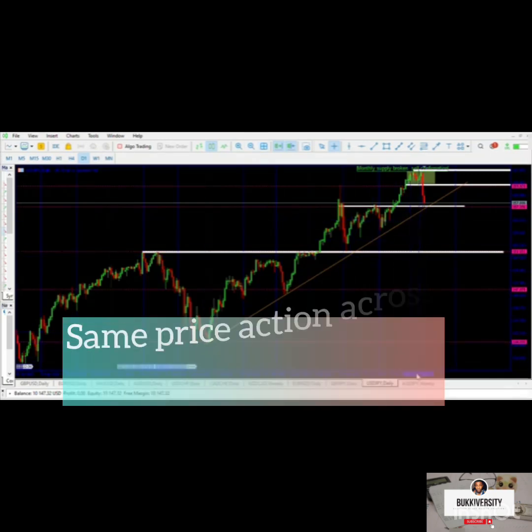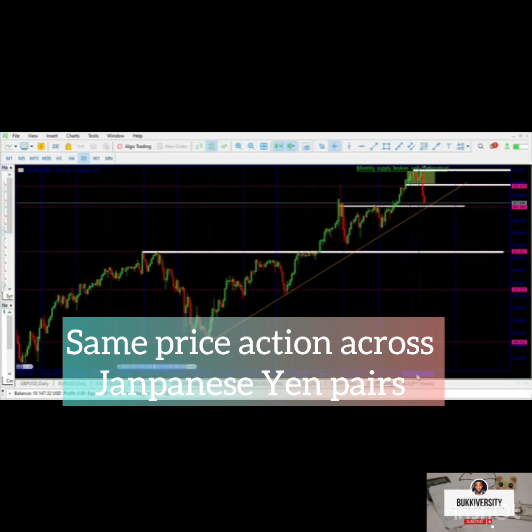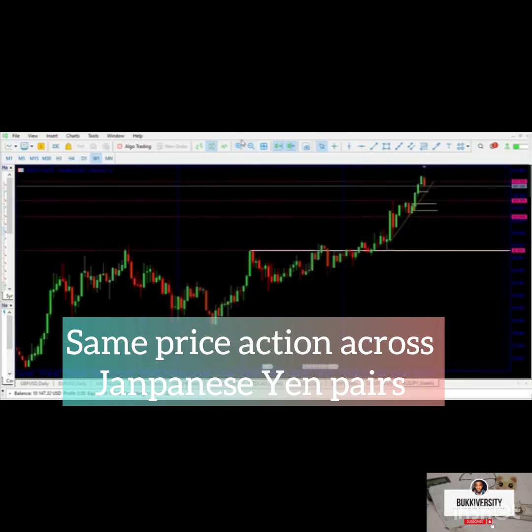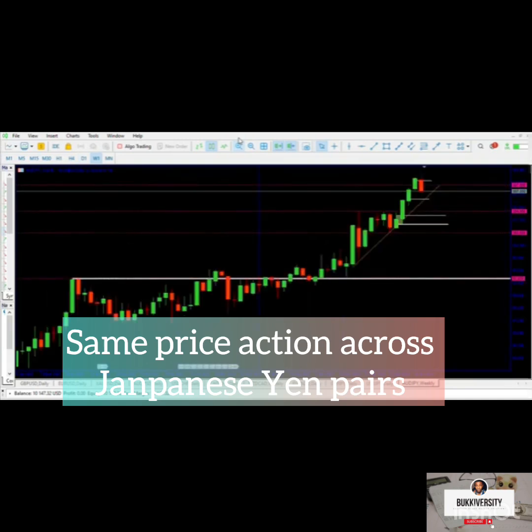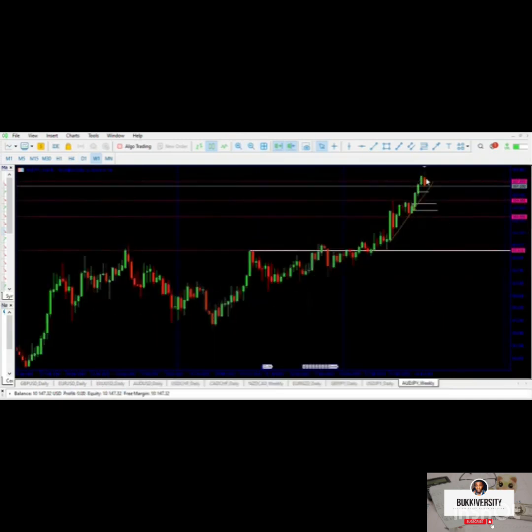Similar thing is happening across all yen pairs. So it's as if yen is trying to gain momentum this coming week till the end of the month. So let's see how it goes. You can also see the same thing happening in Australian dollar yen.